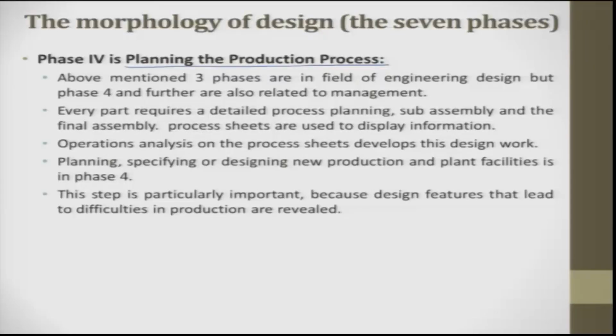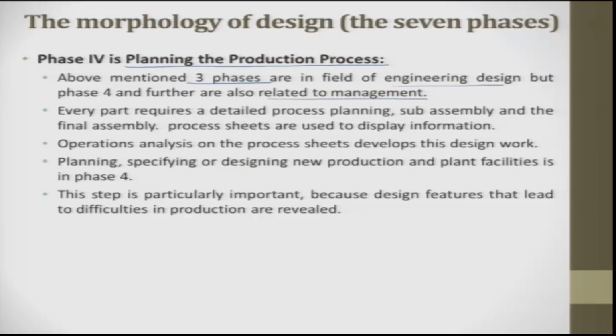Okay. So, there can be back and forth between detailed design and the production process, but predominantly once the detailed design is fixed, a manufacturing expert is involved in the decisions during that time itself. Whatever decision they take is then further taken down. So, phase 4 is planning the production process. As mentioned, the first 3 phases are in the field of engineering design, but the 4th phase and further are related towards management.